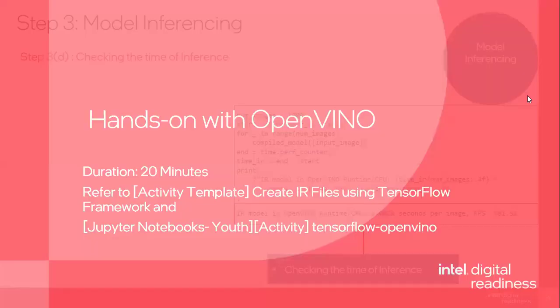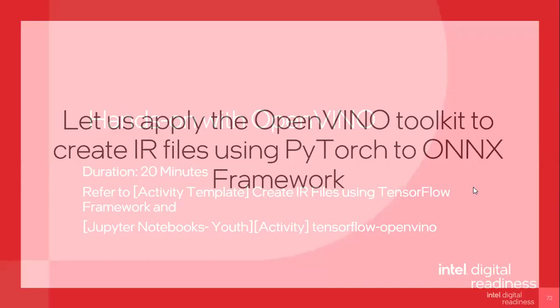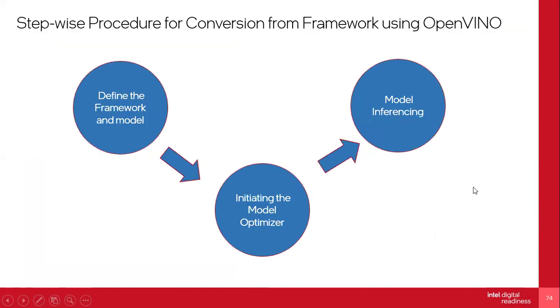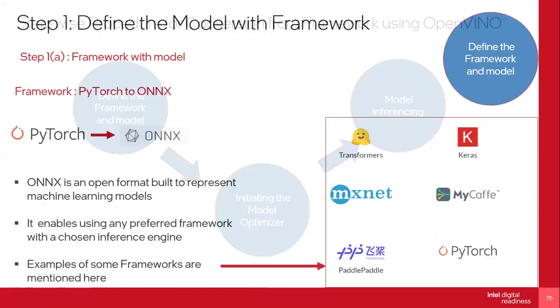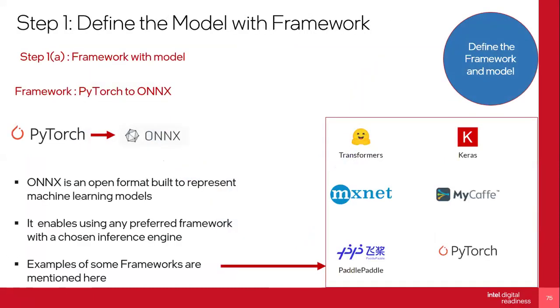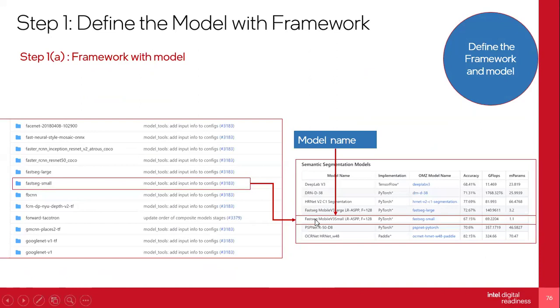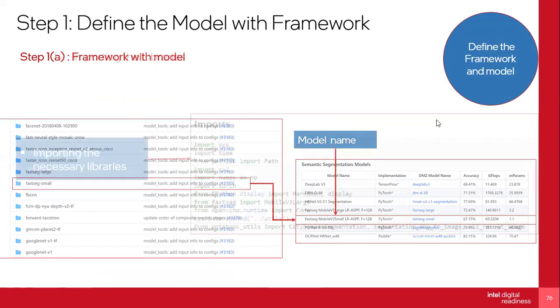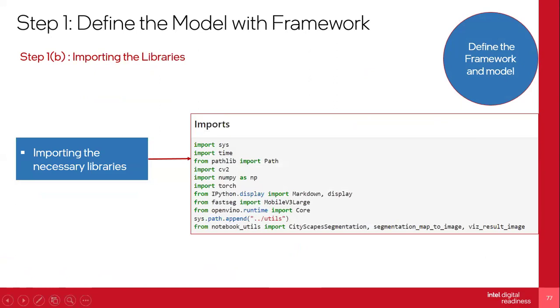The next one is hands-on OpenVINO. The same thing that we have seen now, but it will be using PyTorch. So for PyTorch we have to go with fastseg MobileNet v3 small. So this is the model name. Okay. And you should go there. And then, how to do this?